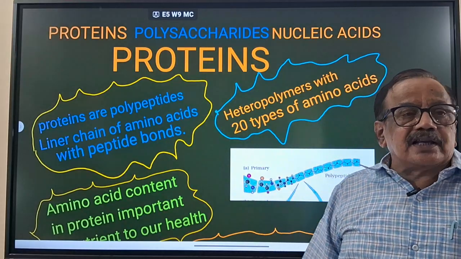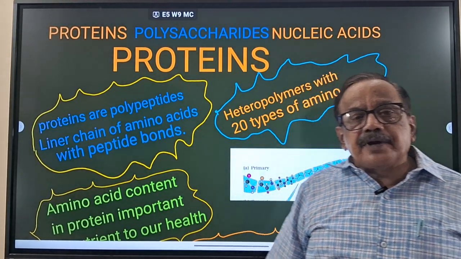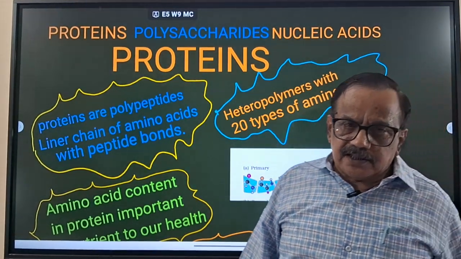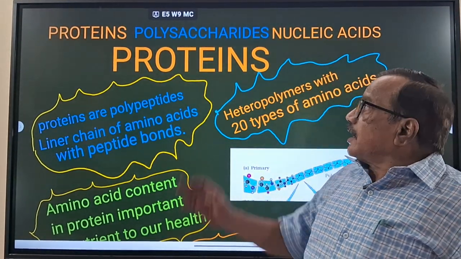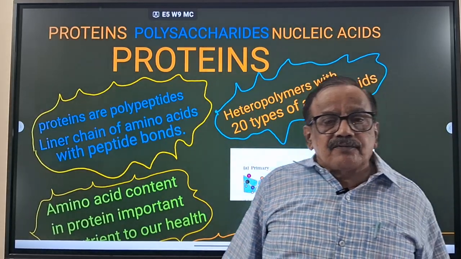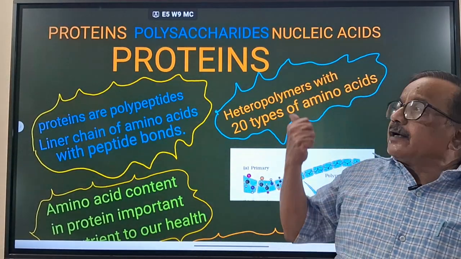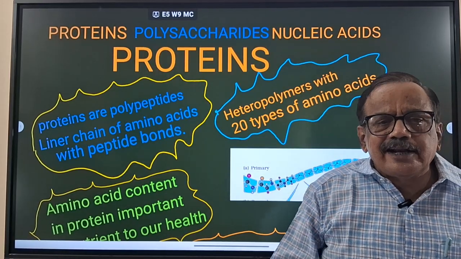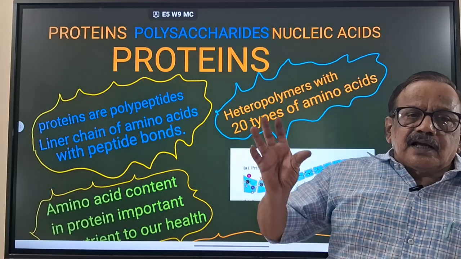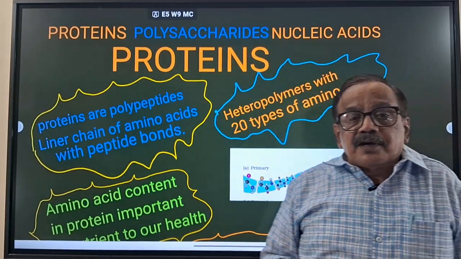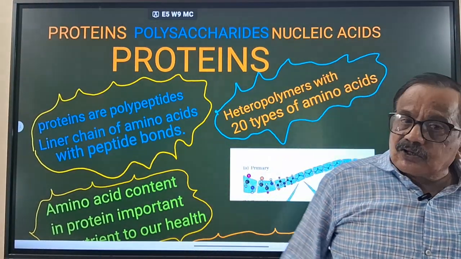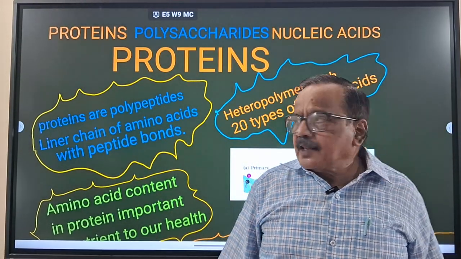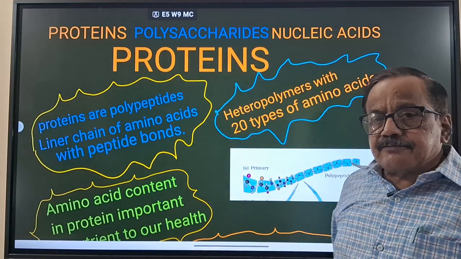Proteins are made up of monomers of amino acids. Polysaccharides are made up of monomers of sugars. And next, nucleic acids are made up of monomers of nucleotides. These are the common things which are important for assertion-reason statements also. Now one by one we will see. The first one is proteins.